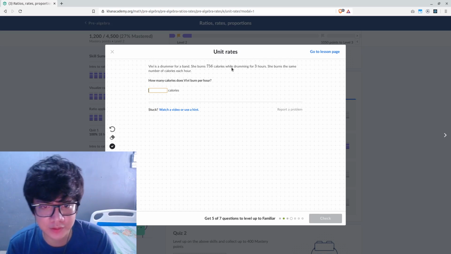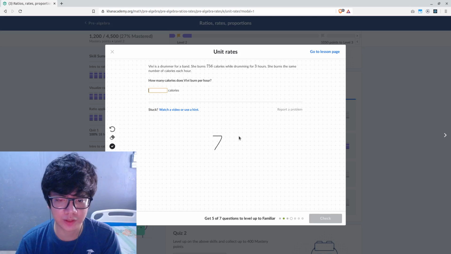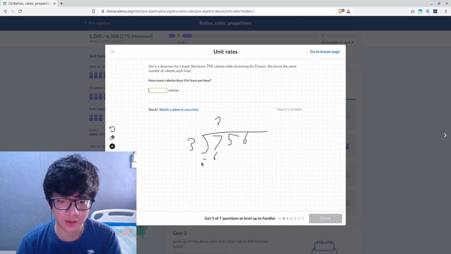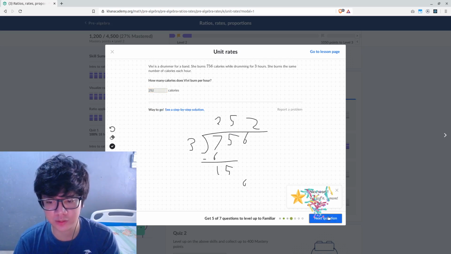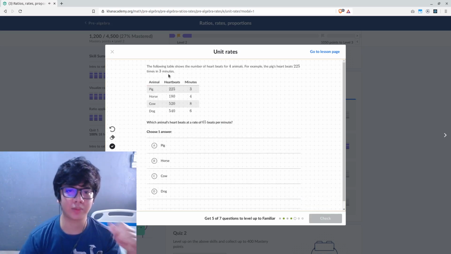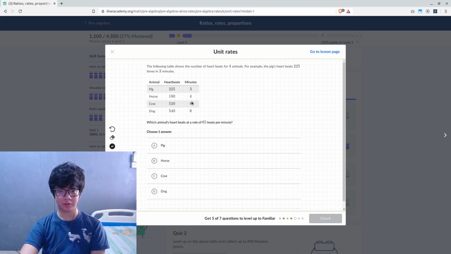She burns 756 calories while driving for 3 hours. She burns the same number of calories for each hour. How many calories does VB burn per hour? Alright, so we just have 756 divided by 3. It's gonna give us the amount per hour. Alright, 252 calories. The following table shows the number of heartbeats for animals. 65 per minute.